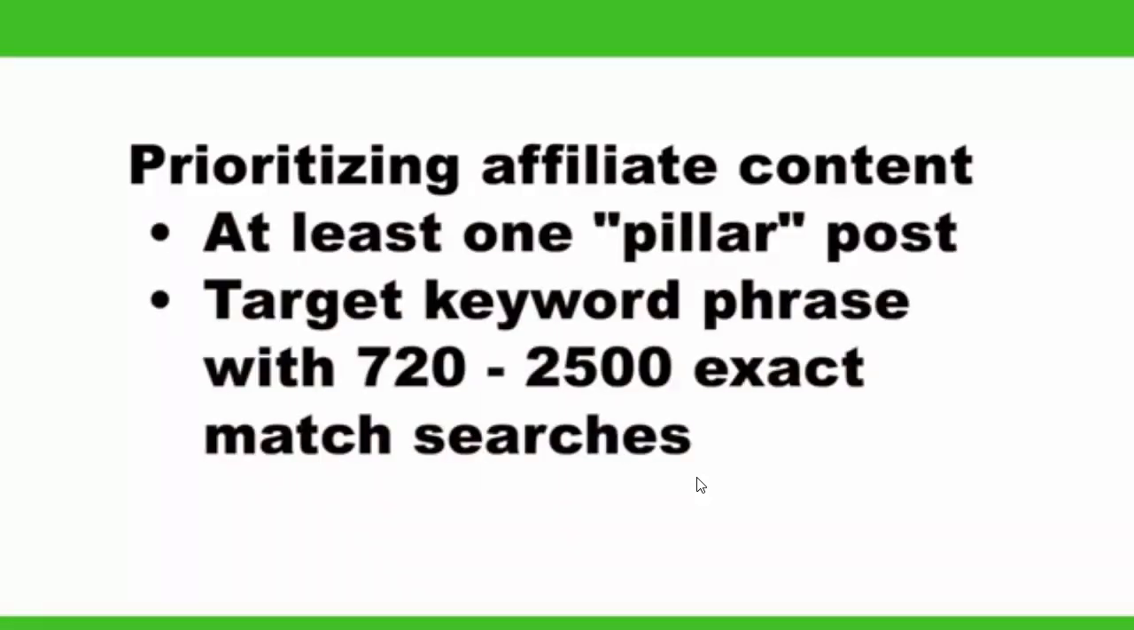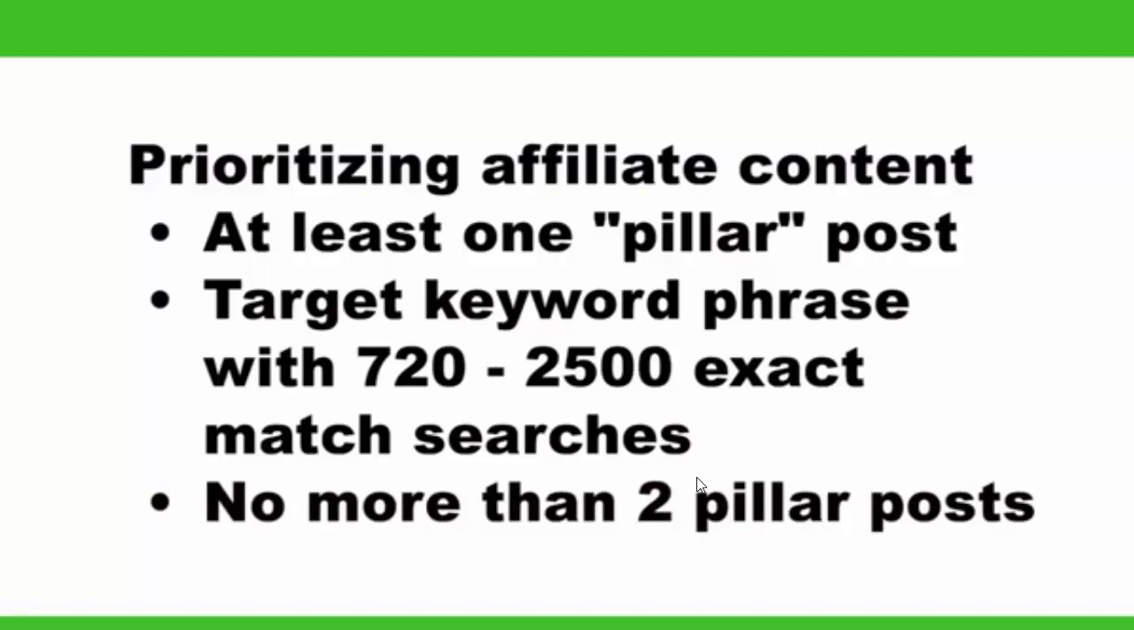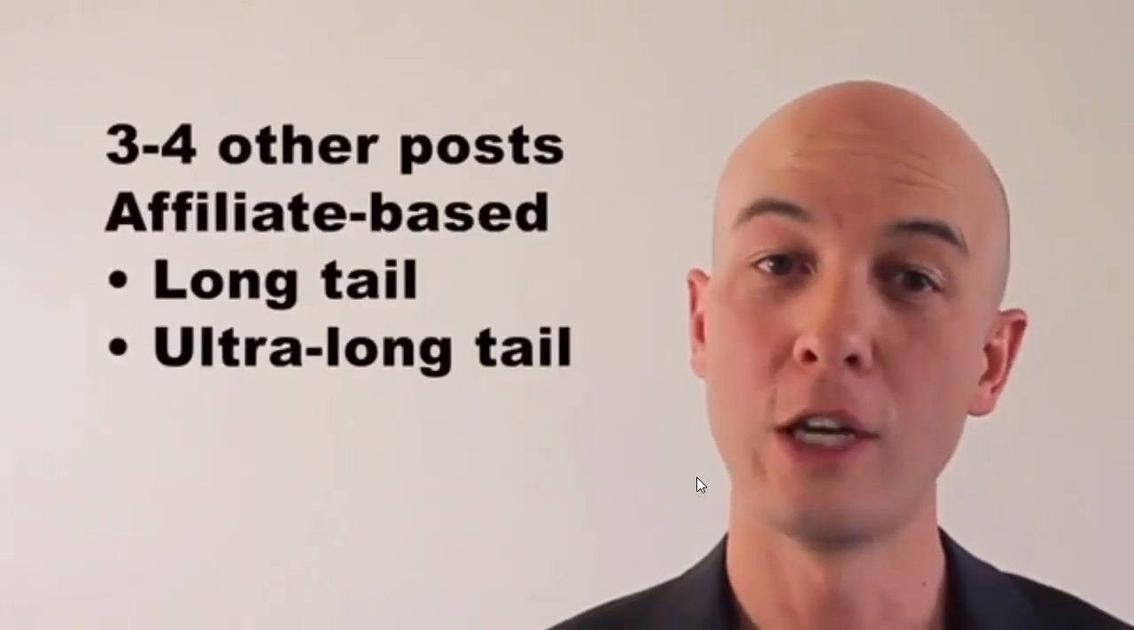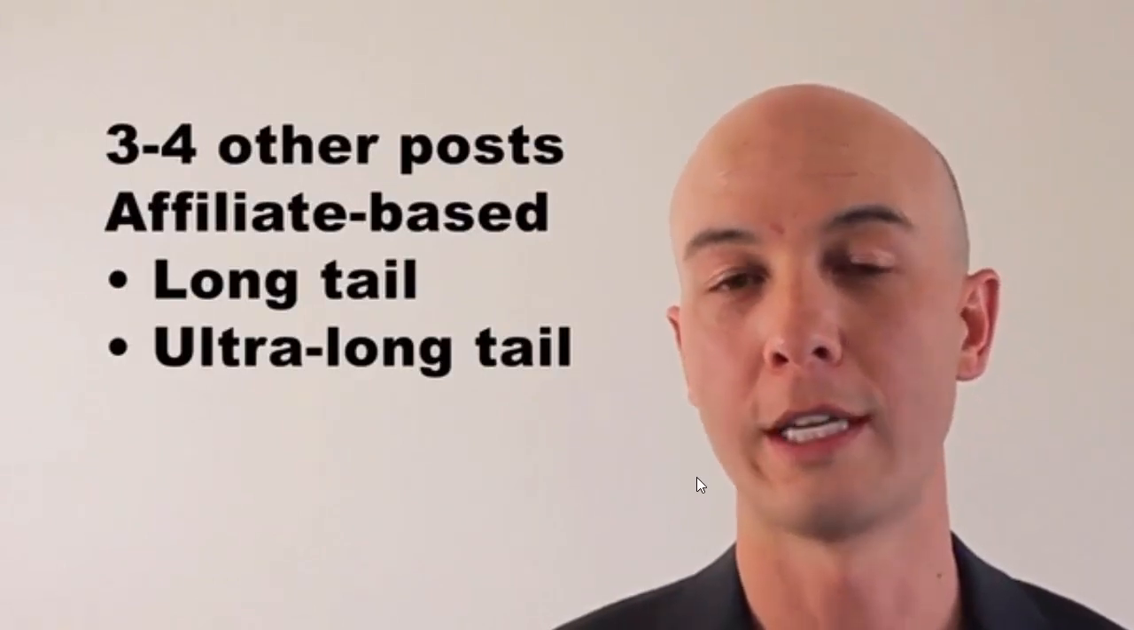Now you know you'll have 10 pieces of content published as posts. How do you know what you should publish first? You should prioritize your content. For your affiliate content, you'll want to have at least one pillar post where you're targeting a keyword phrase that has about 720 to 2,500 exact match searches. No more than 2 of those posts though. The other 3 to 4 posts that are affiliate based should be your long and ultra long keywords.